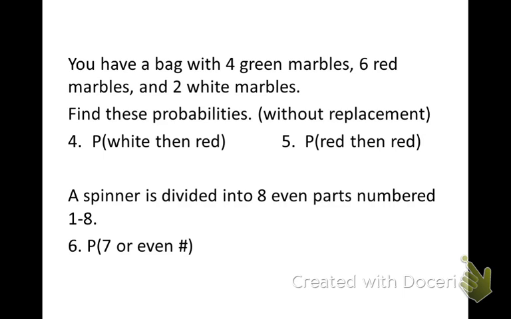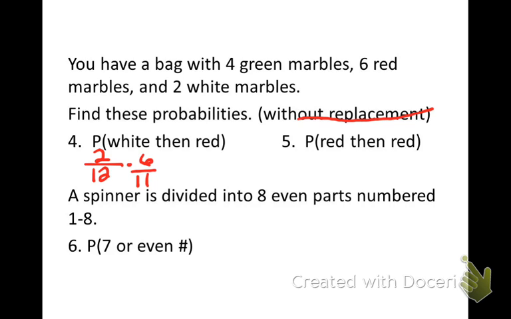Again, we have a bag of marbles: 4 green, 6 red, 2 white. This time it says without replacing. So we look at our marble, we set it aside, and we don't put it back in. Again, start with the simple probability. What's the probability of getting a white marble? Well, there are 2, and how many were there altogether? 12. We look at that one white we drew out, and we set it aside. Now, what's the probability of drawing a red marble? Well, there are still 6 red, but how many marbles altogether? 11. So that's how this changes.